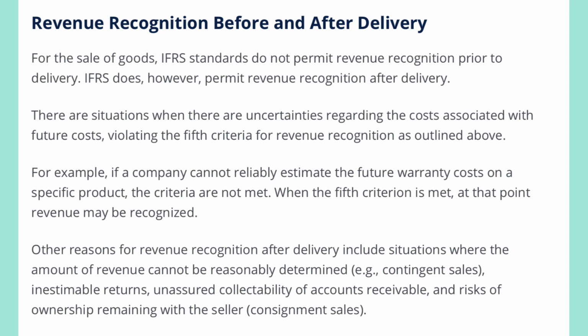When the 5th criterion is met, at that point revenue may be recognized. Other reasons for revenue recognition after delivery include situations where the amount of revenue cannot be reasonably determined, example, contingent sales, inestimable returns, unassured collectability of accounts receivable, and risks of ownership remaining with the seller, consignment sales.